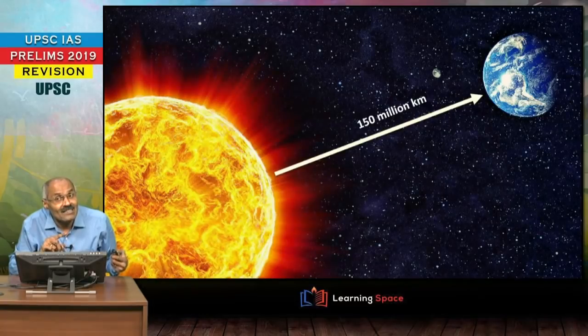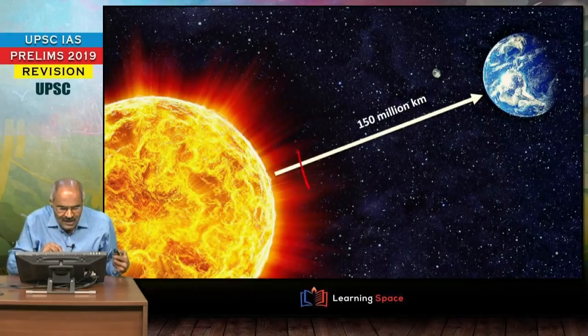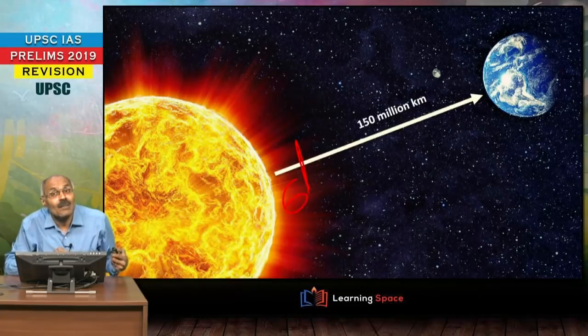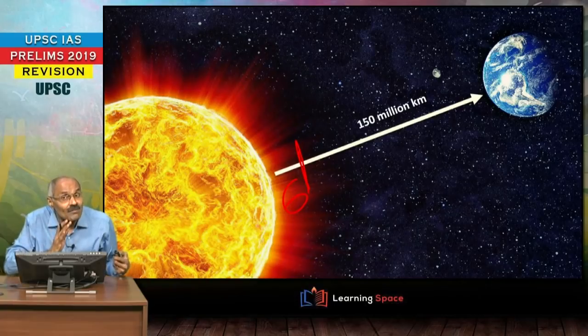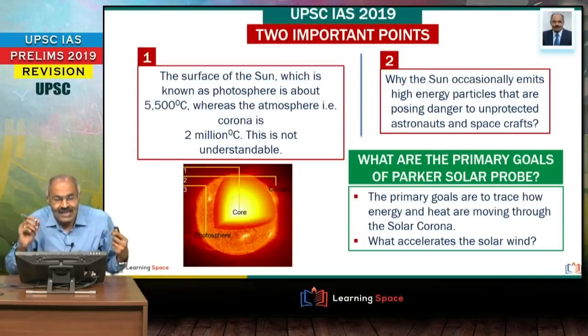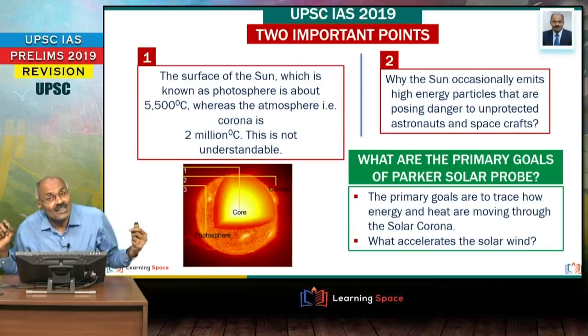150 million kilometers is the distance, and it goes to around 6 million kilometers. The Sun will be away by only 6 million kilometers. That means it goes so close, right? And here two important points, please don't forget.